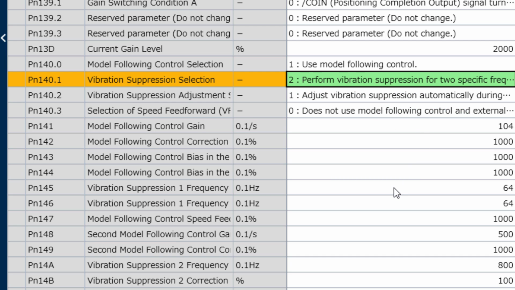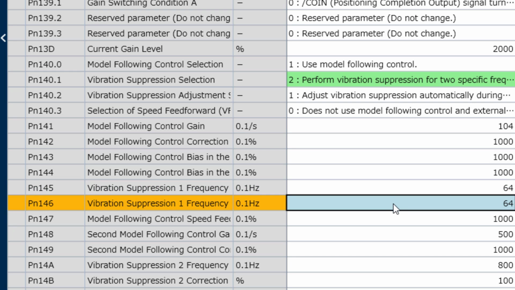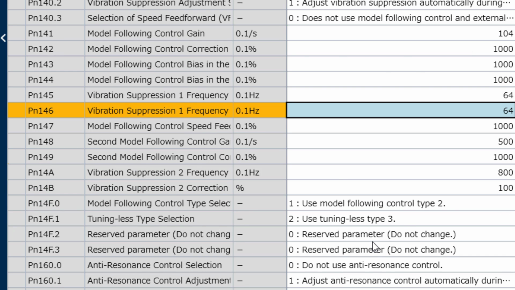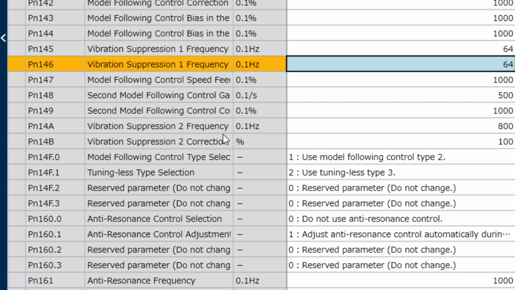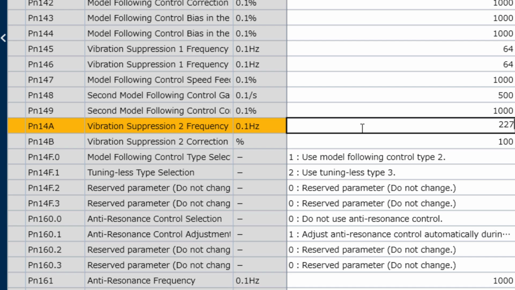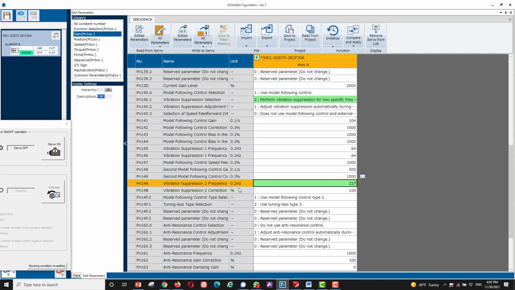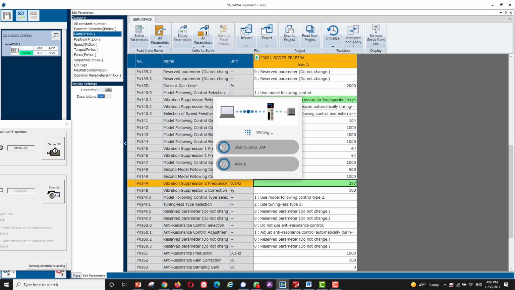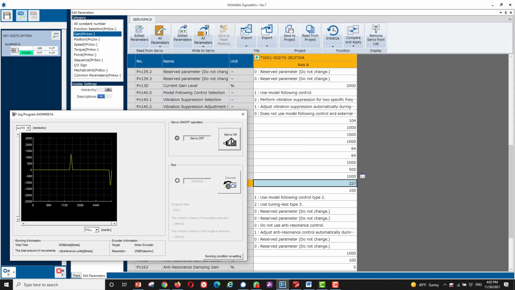The first frequency has already been set by advanced auto-tuning, that was 6.4 Hz. The second frequency is Pn14A, vibration suppression 2 frequency. I'll enter 227 for 22.7 Hz because of the unit here. We'll write in the edited parameters and let's see if that clears up the trace here.